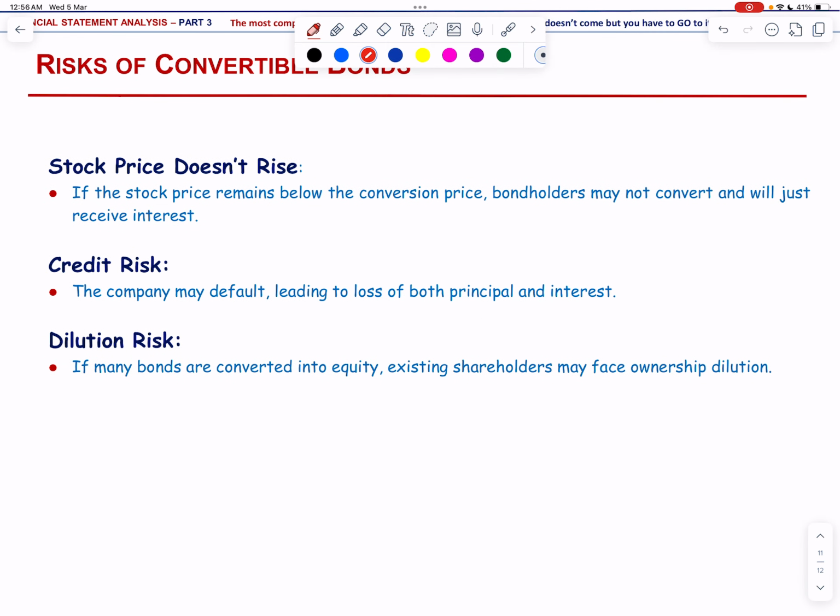Now these are the risks if the stock price doesn't rise. So if the stock price stays below the conversion price, you may not want to convert the bond to stock and you will just receive the interest payments. Like any bond, convertible bonds carry the risk that the company could default. If many bondholders convert their bonds into stock, it could dilute the ownership percentage of existing shareholders.